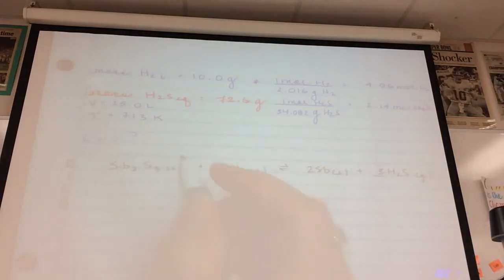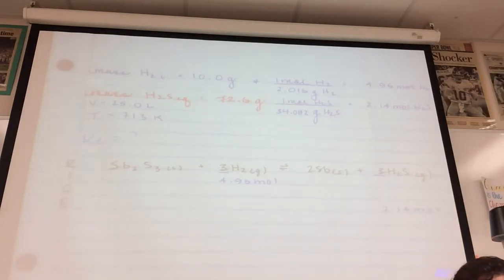And just be careful where you put things now. This is my initial, and this is my finishing. That's my initial setup. Doesn't say anything about initially having any hydrogen sulfide gas, so I know the direction must be going in which direction? Forward direction.